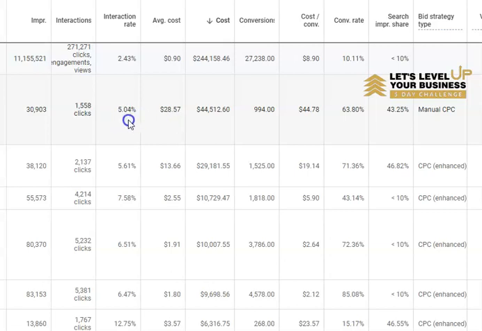And so you can see here it was $28.57 the average cost per click. They spent on just this one campaign. Some of these advertisers had multiple campaigns, but you can see it was $44,512.60. Now, here are the conversions.